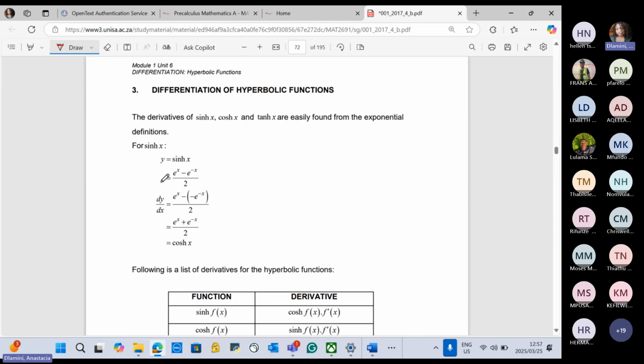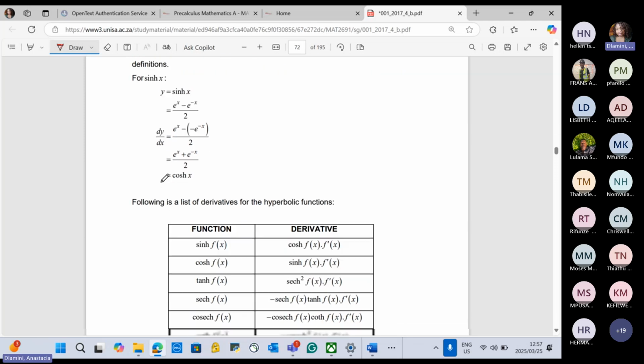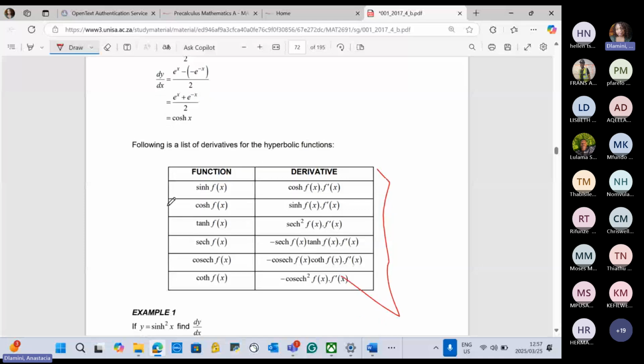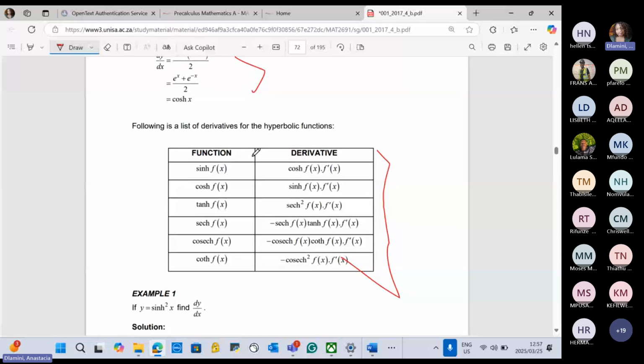You don't have to know how to derive them because you will be given a table. Everyone is getting a table in the exam. So you don't have to learn how to do this part. Just understand how to do it for future uses. But for Math 2691, you don't have to.